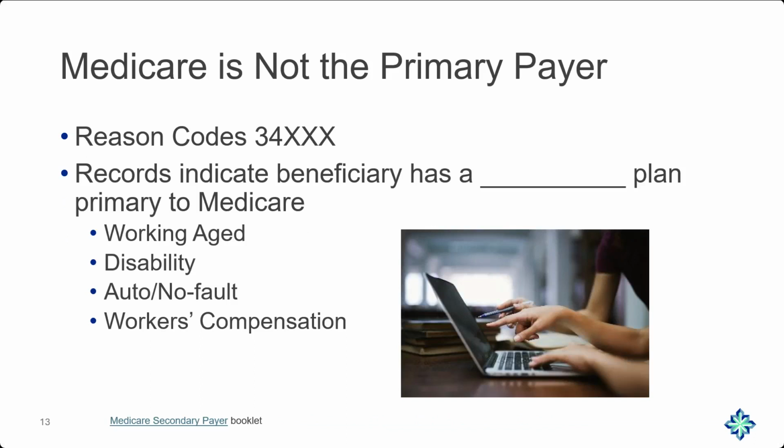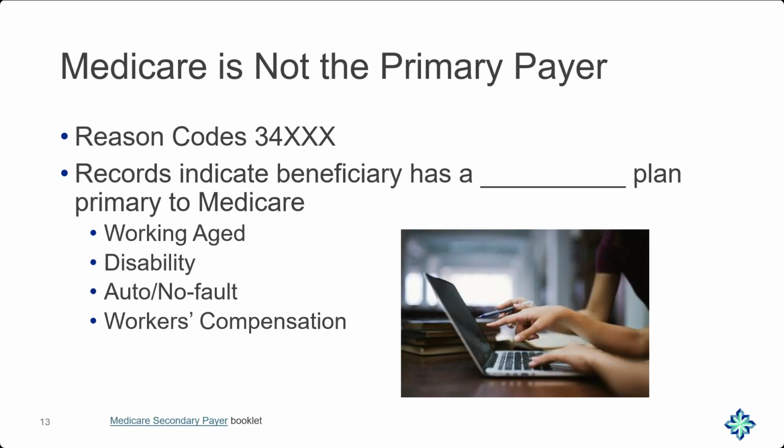Next set of reason codes deal with other insurance. And these are historically always in the top 5. We have more beneficiaries working longer and being covered under group health plans than ever before, either them or perhaps a spouse or another family member. So the claims aren't paid because our records show that Medicare is not the primary payer.